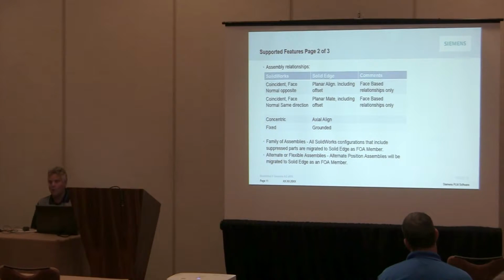Now, for axial lines, we do a little bit of magic. If it's an edge of a circle, we can figure out that that's a cylinder, and we'll go get that cylinder ID and we'll hook all that up for you. But for mates and planar lines, we have to have the face-to-face relationships. If there is a family assembly or a configuration in the SolidWorks file, we'll bring that over as a family assembly in Solid Edge, and as well as alternate or flexible assemblies defined in SolidWorks, we'll bring those over as FOA members as well.